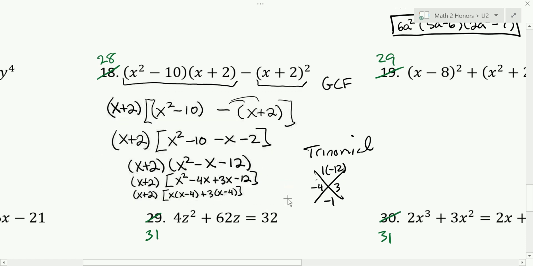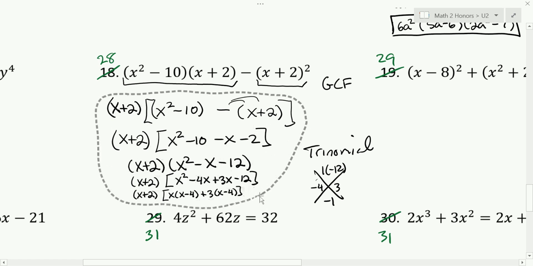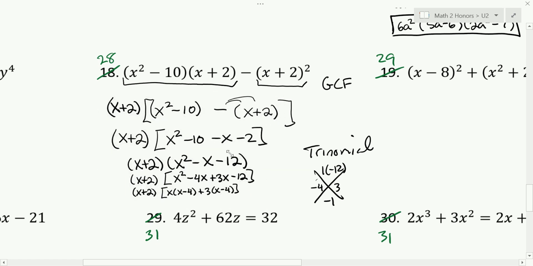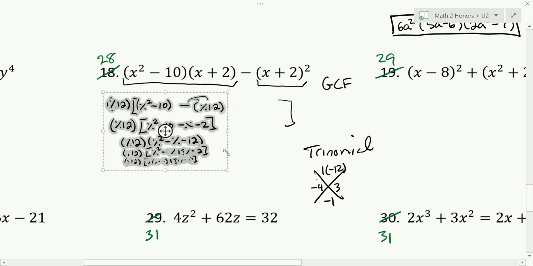You can't do that? You need digital paper. See if I can do it. Come on. Doesn't want it. Oh, there we go. Maybe that's too small.